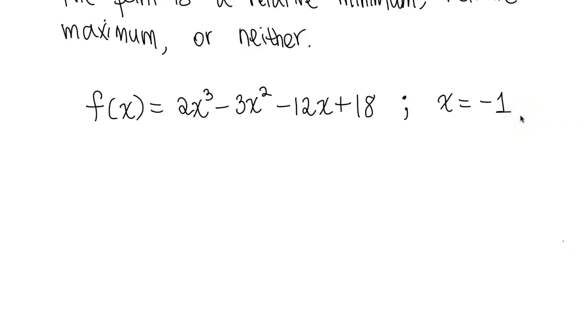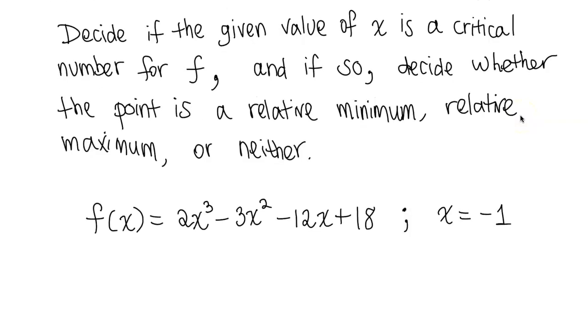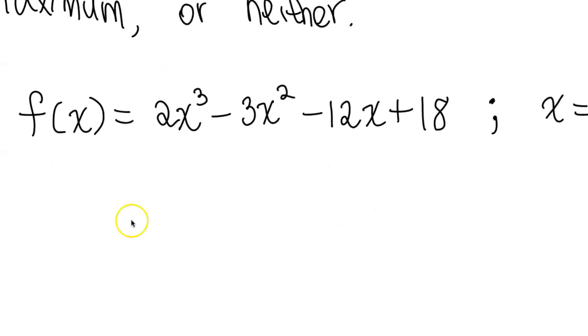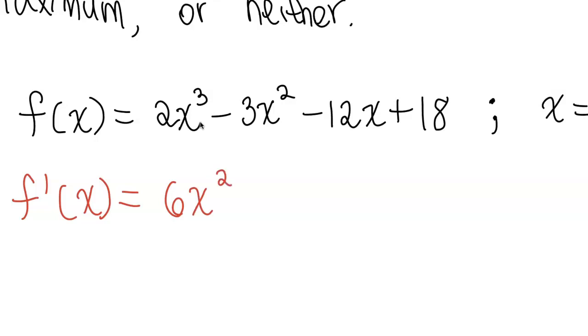Okay, so what is a critical value? Because they're asking us, decide if the given value of x is a critical number. Well, critical values are the x values that make the first derivative equal to 0 or undefined. So for this function that is a polynomial, we're going to find the first derivative, f prime of x, using power rule. So I'm going to have 6x squared minus 6x minus 12.